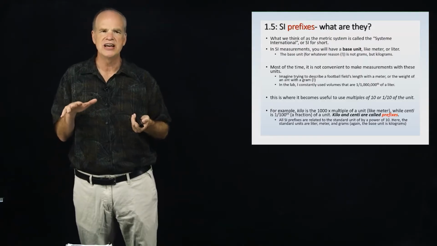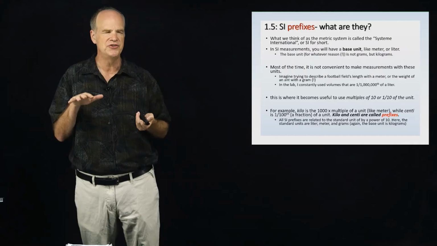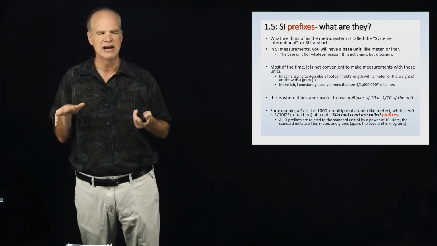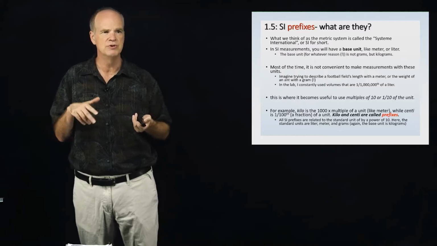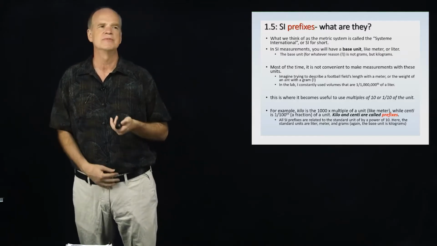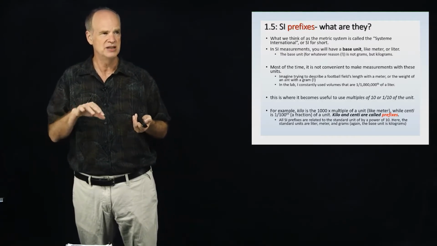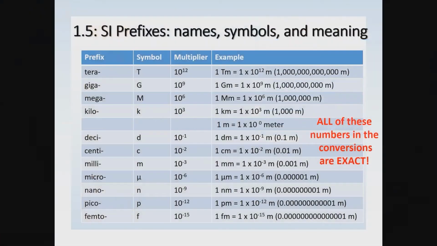If we want to say 1,000 of a base unit, we would say a kilogram, for example. If we want to say a hundredth of a base unit, we would say a centigram. Okay, and there the base unit is the gram. So here are the prefixes that you need to know. What you can see is that the name of the prefix is on the left, and then the symbol is next, and then there's the multiplier, which I'll talk about in a minute, and then there's an example.